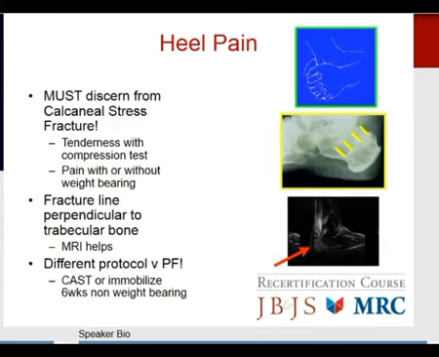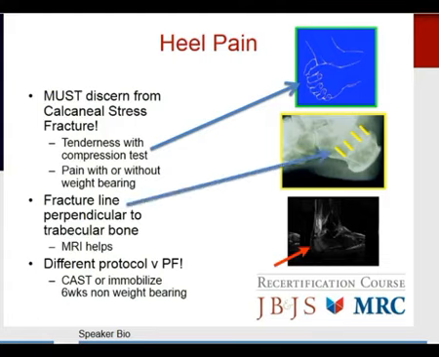It's important to note that this must be discerned from calcaneal stress fractures. To test that, we do a squeeze test to the calcaneus and see if it elicits new pain. If that's the case, we treat it very differently. We might see a fracture line perpendicular to the trabecular bone, or we get an MRI because it'll show edema in the whole body of the calcaneus or the posterior tuberosity.